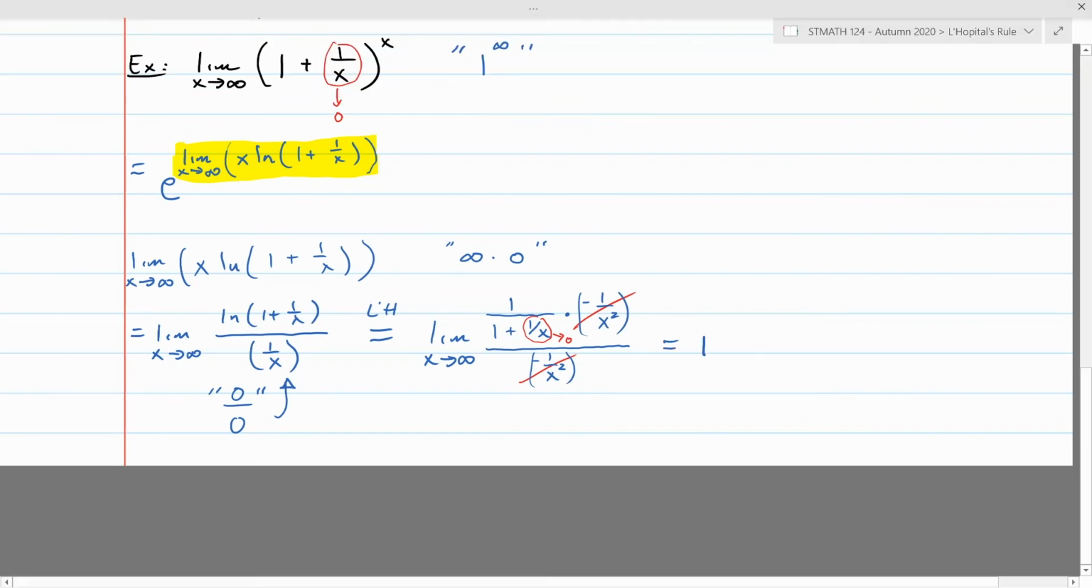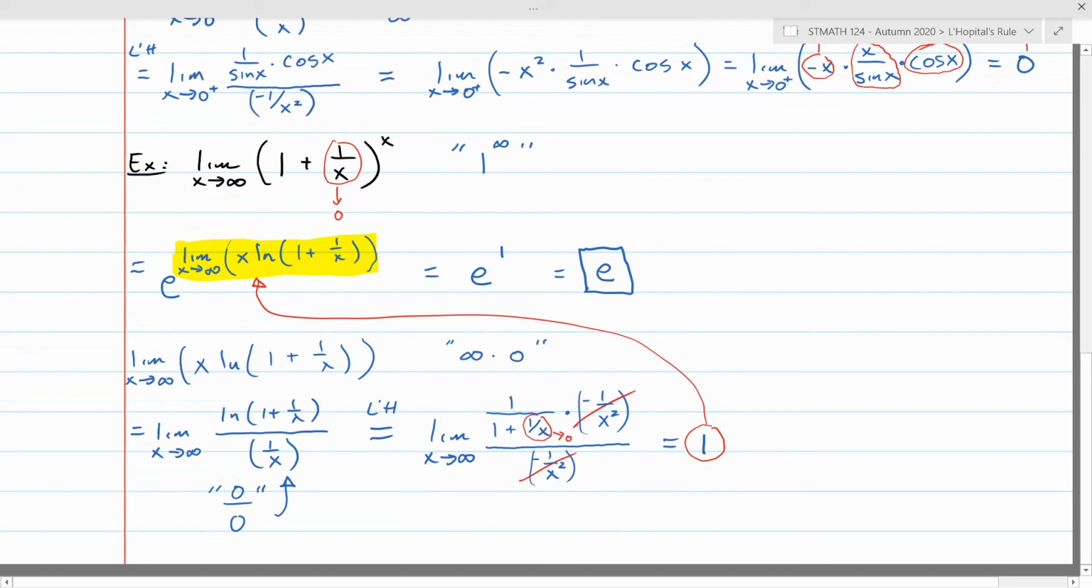But that's not our final answer. That was just the limit of the exponent. So this was the limit that we worked out up here. So our final answer is e to the 1, or just e. Isn't that interesting? That limit, which doesn't look like it has anything to do with e, actually works out to e. In fact, this is one way that you can define what e is. You can define e to be that limit.